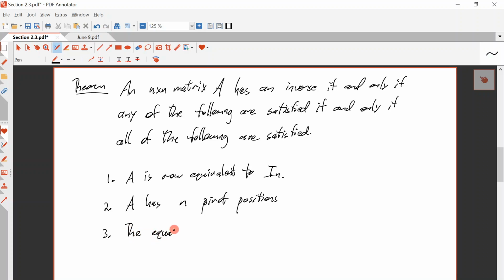3. The equation Ax equal to 0 has a unique solution. Right, we've talked about that. Either you have a unique solution or you have infinitely many solutions, if and only if you have free variables. But you don't have free variables, you have n pivot positions, and A is an n by n matrix, so no free variables. Similarly, if this only has the unique solution, you have no free variables, so you have to have n pivot positions. So 2 is logically equivalent to 3.